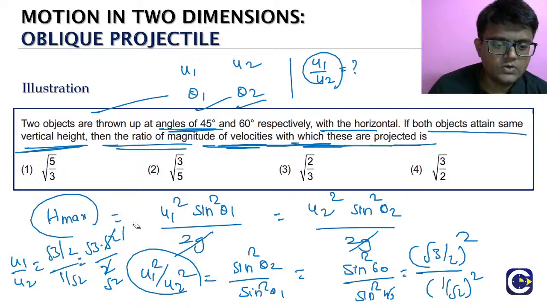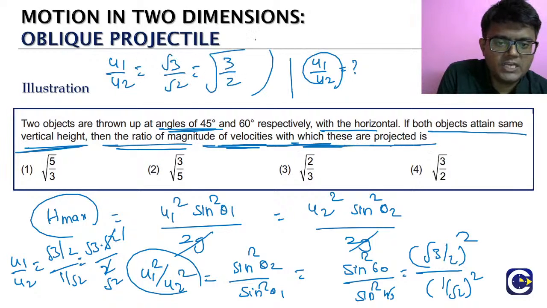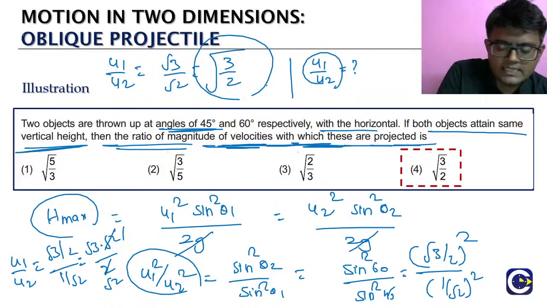What is it? If you look at it, what is the answer we finally have? What is the value of u1 by u2? It will be root 3 by root 2, which you can write as root of 3 by 2. So what is the answer?